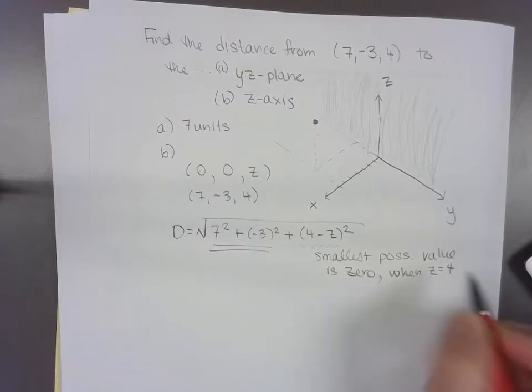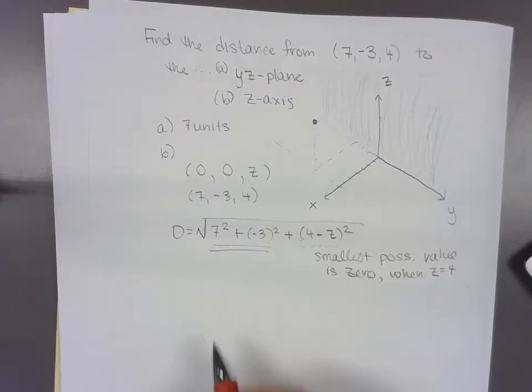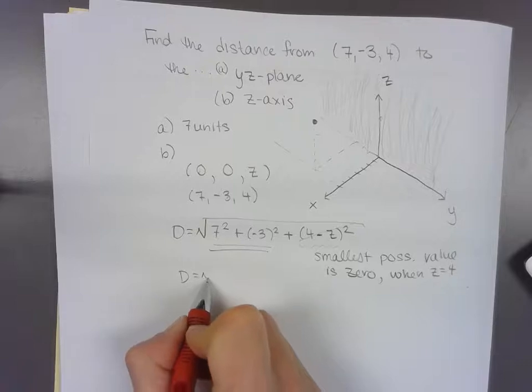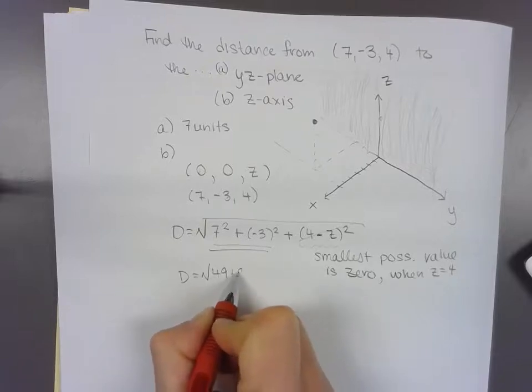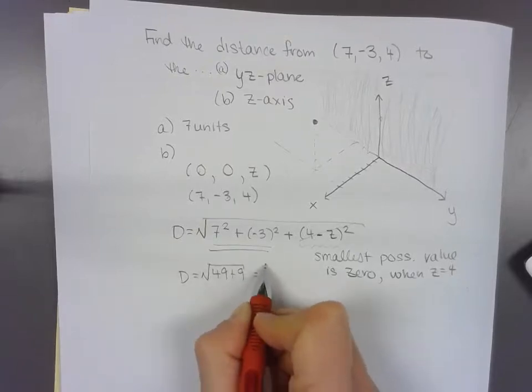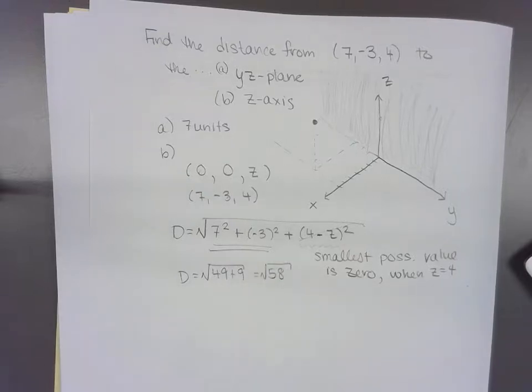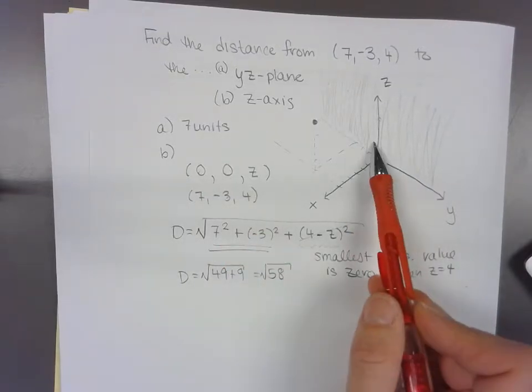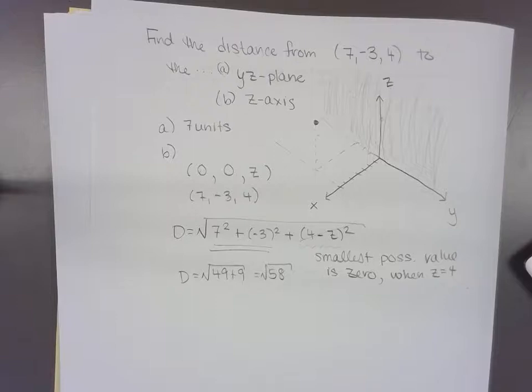And so when z equals 4, that part's gone, and so the distance would just be the square root of 49 plus 9, so it'd be the square root of 58. So that's the distance from this point to the z-axis. We choose the z to be the same as your z. When you're looking for the axis, this is you using that distance formula.